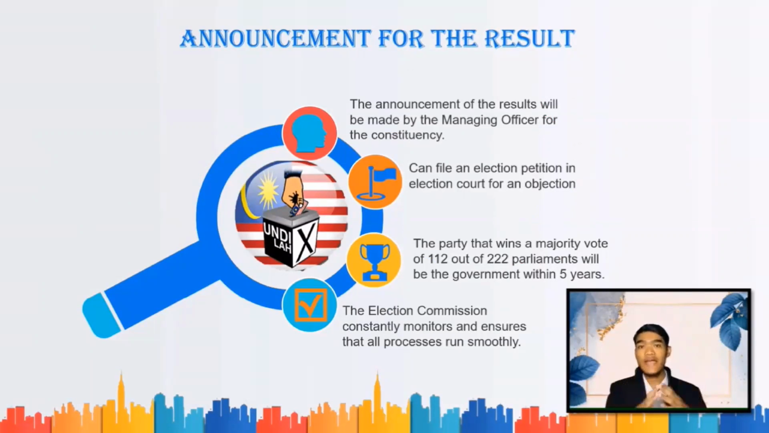However, a voting agent or anyone can file an election petition in election court as an objection. If there is no objection, the party that wins a majority of 112 out of 222 parliament seats will be the government within 5 years. Throughout the vote counting process until the announcement of the results, the Election Commission constantly monitors and ensures that all processes run in accordance with what was planned at the initial stage. Thus, with careful planning and strict procedures in the vote counting process by the Election Commission, it can be implemented with justice and transparency so that the people do not doubt the results.